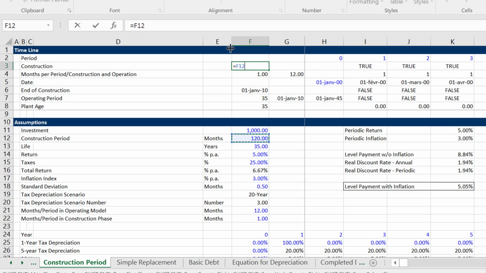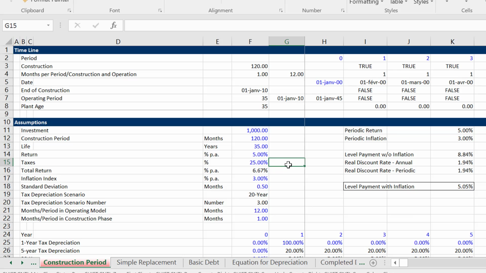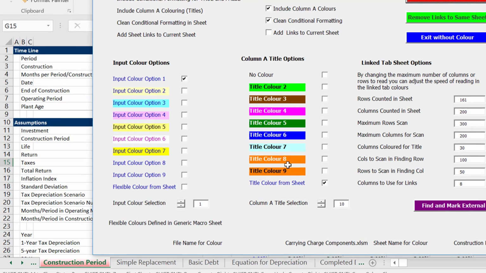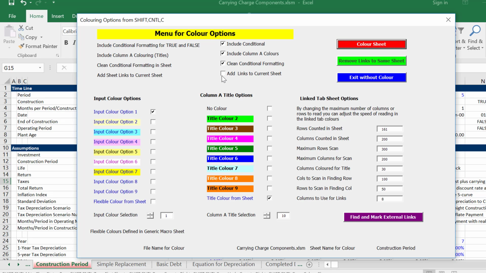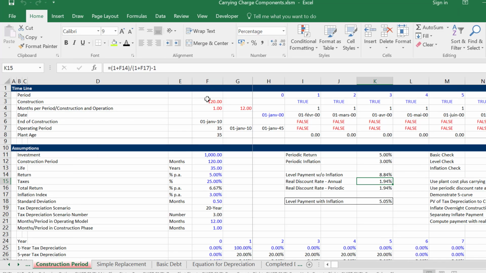And this is where, if I right click and make this tab color red or something like that, and then press Shift Control Alt C, and then click on the one that says add links, and I press the color sheet, and then press it again. Okay, perhaps I have too many red colors now, but you can see that it put a sheet name in here, and so it colored these things that were direct links.